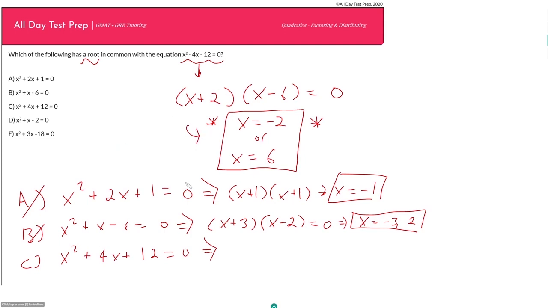You can also just plug them in to test them if you want. And so negative 2 squared, so that would be 4 plus 4 times negative 2, which would be minus 8 plus 12. So this is not equal to 0. So this would not work. And then 6 definitely isn't going to work because that's going to give you 36 plus 24 plus 12. That's definitely not equal to 0. So C is out.